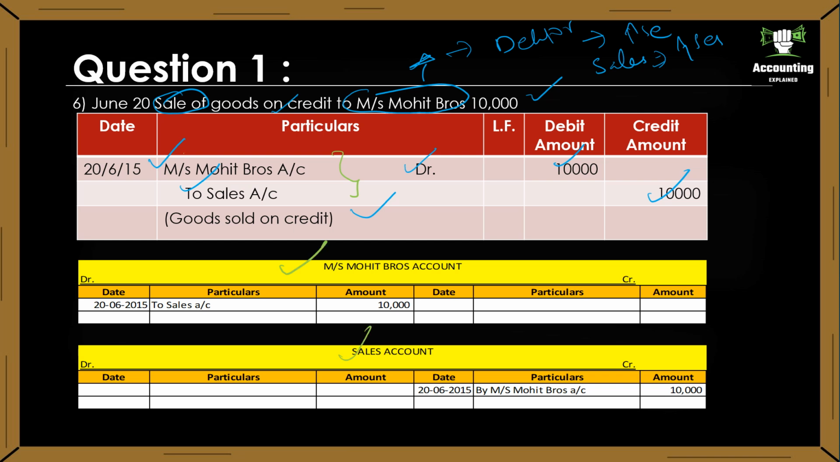First we'll see Messrs. Mohit Brothers account. Opposite of that is sales account. Here you have credited it. So in the ledger account you are going to debit it, 20/6/2015 to sales account 10,000 rupees. Next is sales account. Sales account opposite is Messrs. Mohit Brothers account that you have debited here. In the ledger account of sales account you are going to credit it on 20/6/2015 by Messrs. Mohit Brothers account 10,000 rupees.